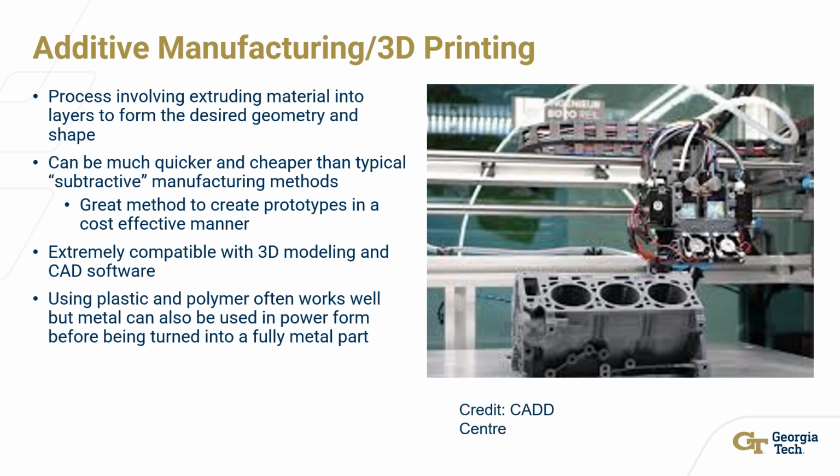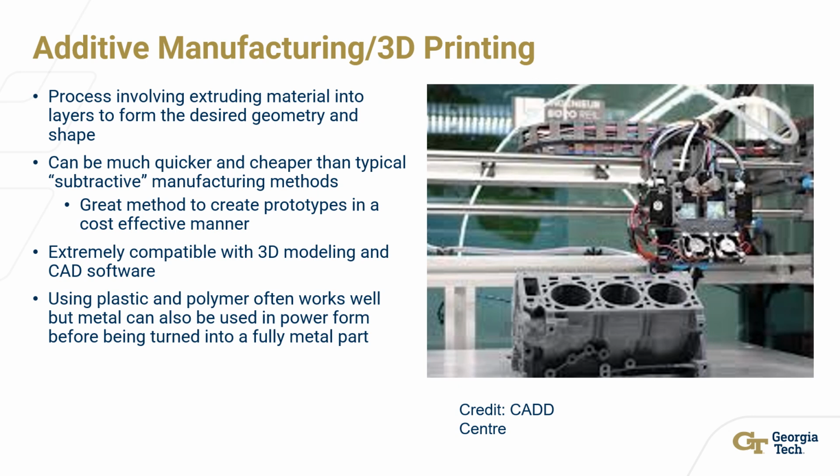The last method I wanted to talk about was 3D printing, also called additive manufacturing in industrial terms. It's a great alternative to typical subtractive methods where you take a stock piece of material, then mold, form, or cut it into a desired shape. You're basically building it from the ground up, layer by layer, and you can customize the geometry and shape that you want. One great benefit is that you can very easily go from 3D modeling or CAD software and quickly produce a 3D printed prototype.